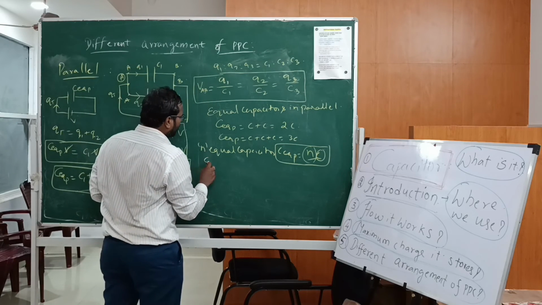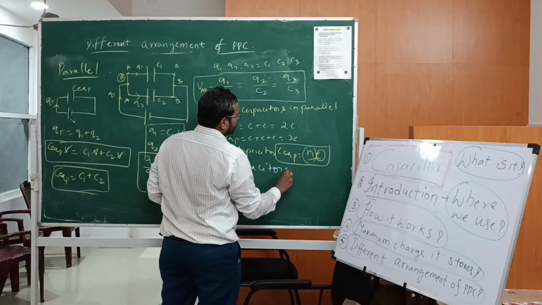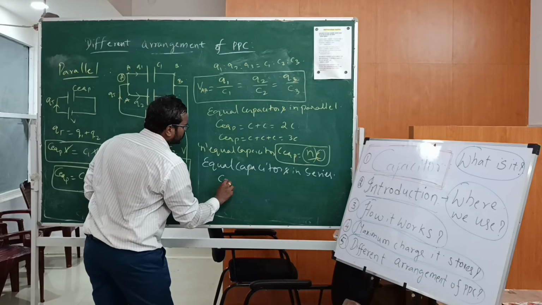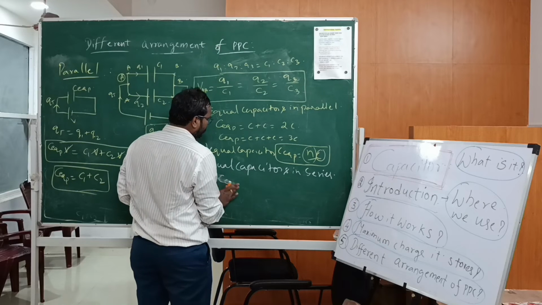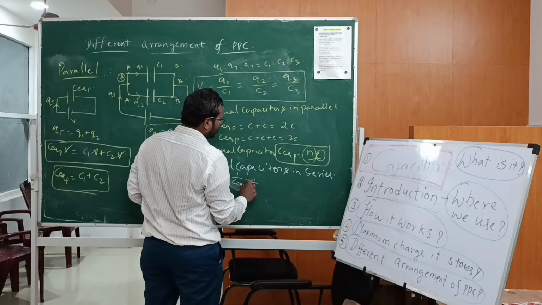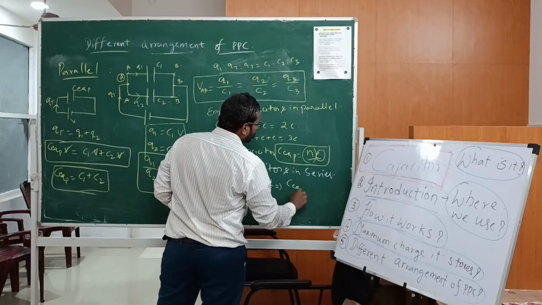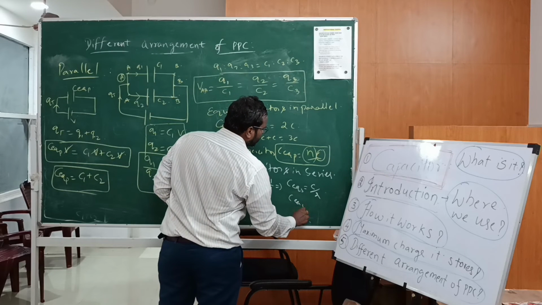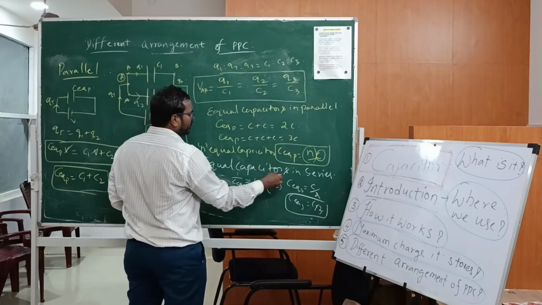Similarly, if equal capacitors are taken in series connection, C equivalent in series is given by 1 by C equivalent is equal to 1 by C plus 1 by C for two capacitors. So C equivalent will be 2C by 2, that is, C by 2. If three capacitors are there, C equivalent in series is C by 3.